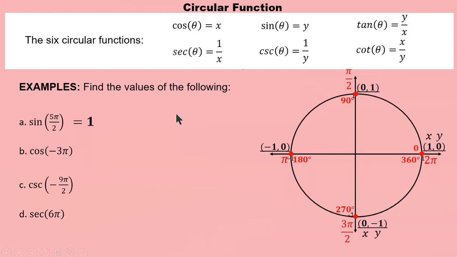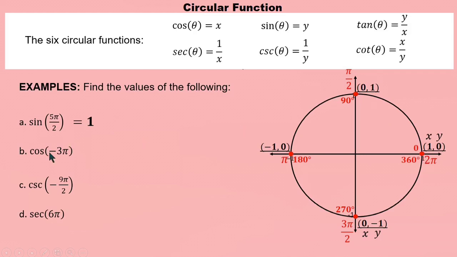Again, since this is a multiple of pi over 2, we just count 5 times starting at pi over 2 in a counterclockwise direction since it is positive. So we count 1, 2, 3, 4, and 5.